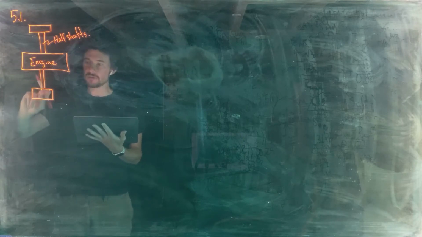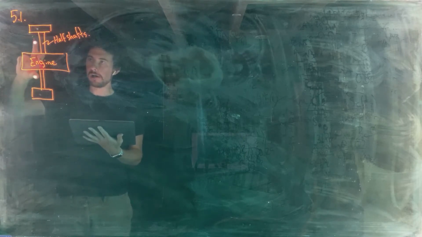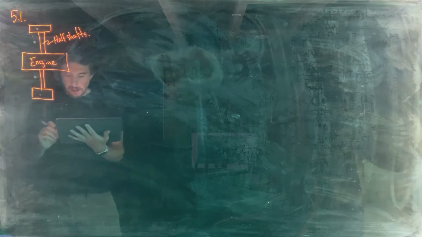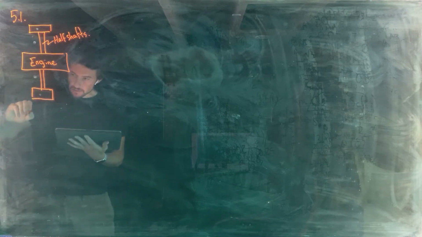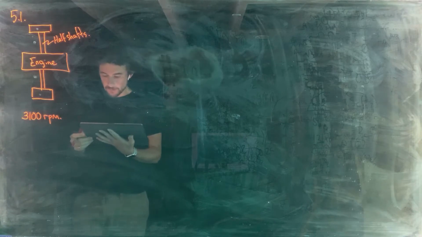Okay, so I'll read the problem statement. Power from the engine of a Formula One race car will be transmitted to the rear wheels from the differential by 2 half shafts. So there are the wheels there. Here are the shafts there. Spinning them at 3,100 RPM. So we know that those shafts are going to be rotating at 3,100 RPM, revolutions per minute.